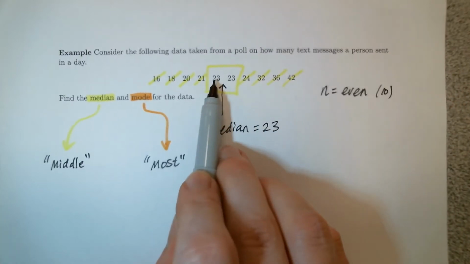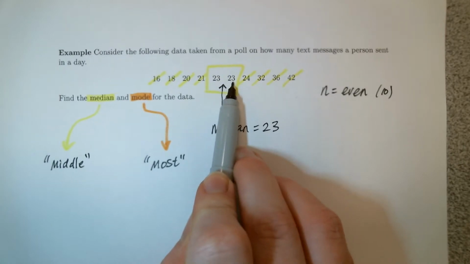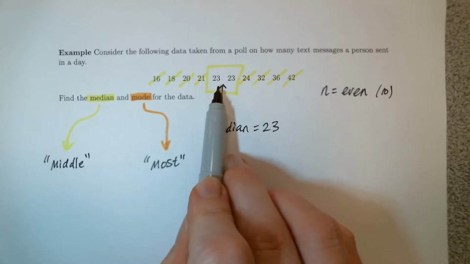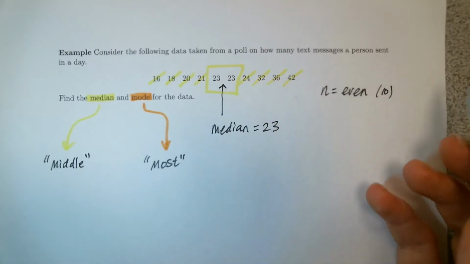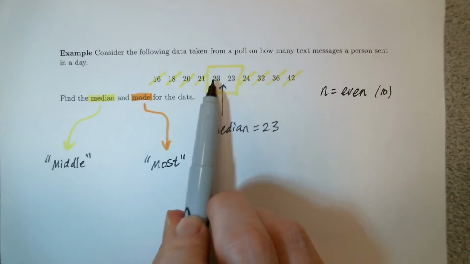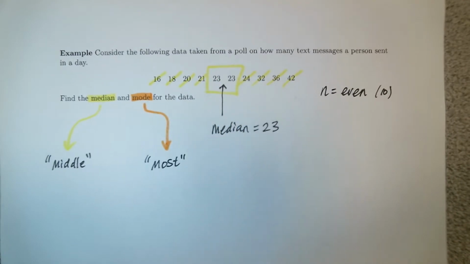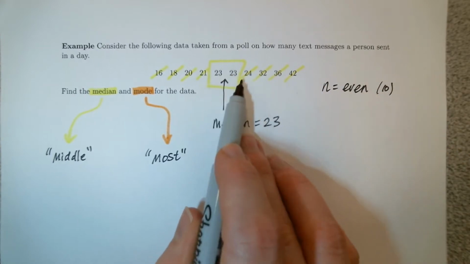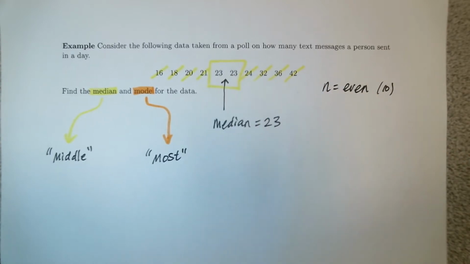But if you had two different numbers here, like 21 and 25, then what you'd need to do is find the number that is exactly in between 21 and 25. And what you would do is just find the arithmetic mean of your two middle numbers. Okay, but like I said, these two are the same number, so the median is that number.